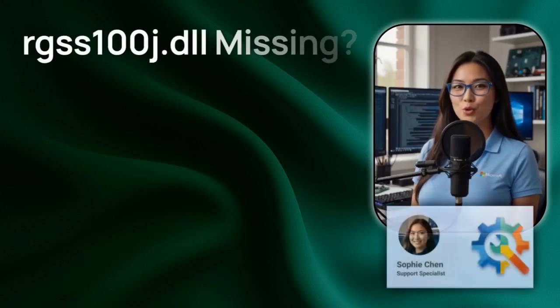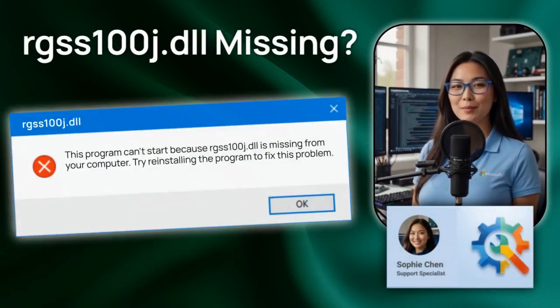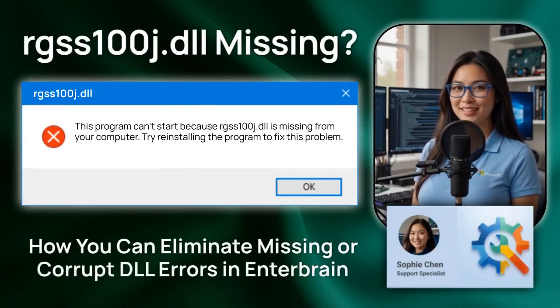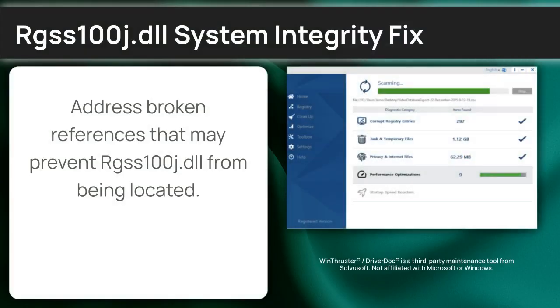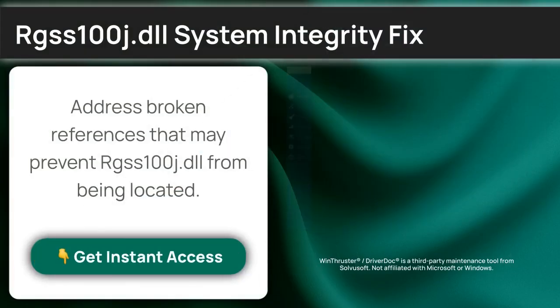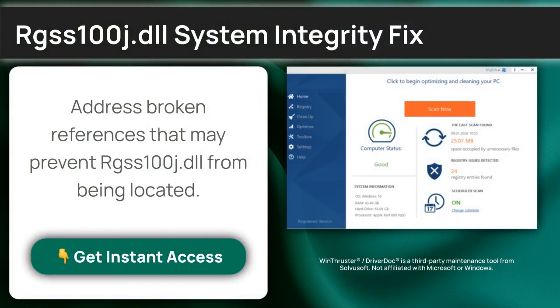Game launch blocked by the Ruby Game Scripting System 100j module DLL. I'm Sophie Chen, a senior Windows support engineer, and I'll help you fix your rendering pipeline so you can get back to the game. To start the walkthrough for Ruby Game Scripting System 100j module, you can follow my technical guide or use a utility designed to optimize your system configuration.